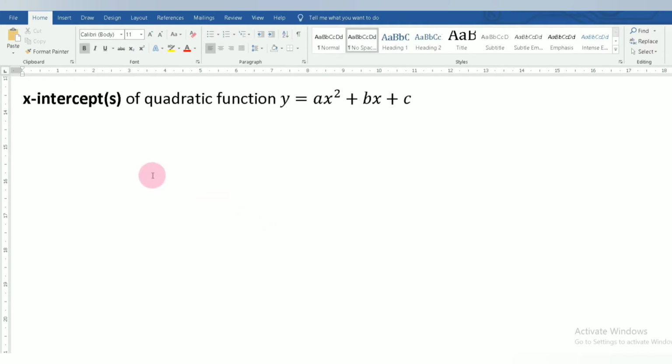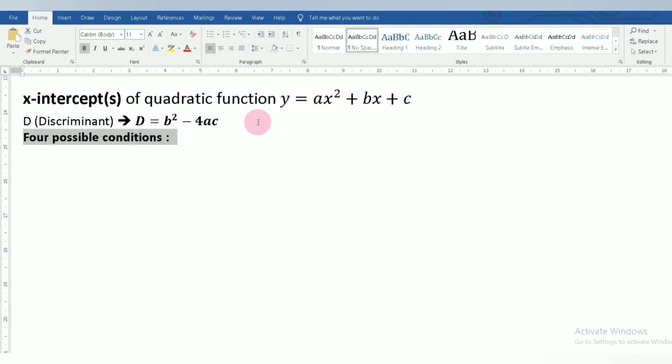In this video, we will discuss further about the x-intercepts of quadratic functions. And don't forget, the general form of the quadratic functions that we use is y equals ax squared plus bx plus c. And from here, if we want to go further to x-intercept, we need to learn first this powerful tool, which is the discriminant. The discriminant equals b squared minus 4ac. The b is the coefficient of the x, a is the coefficient of the x squared, and c is the constant.